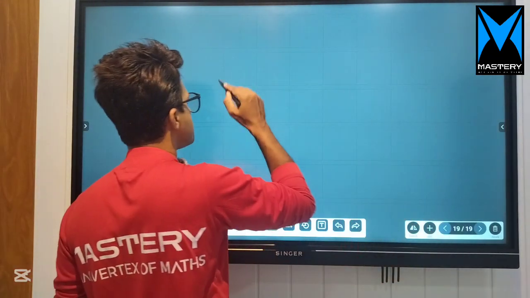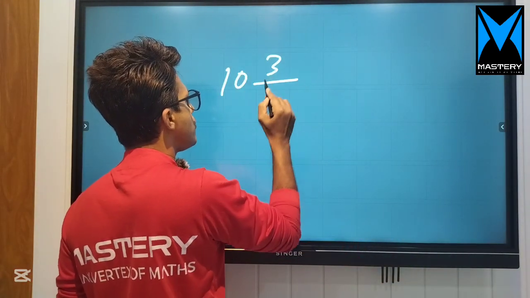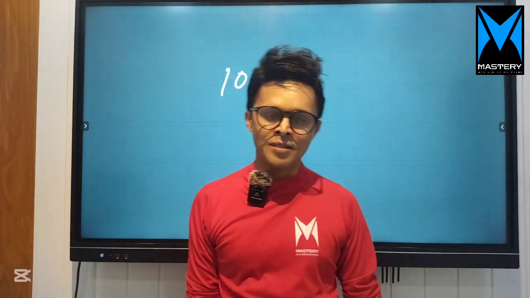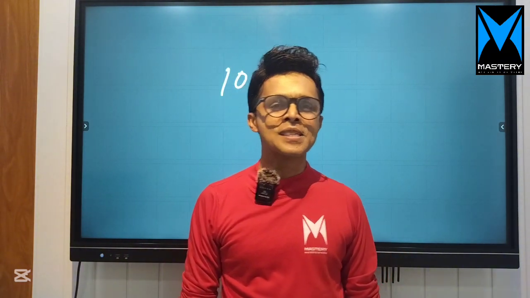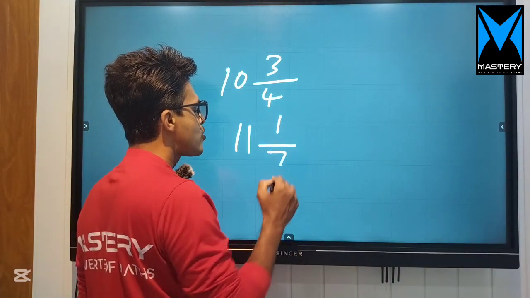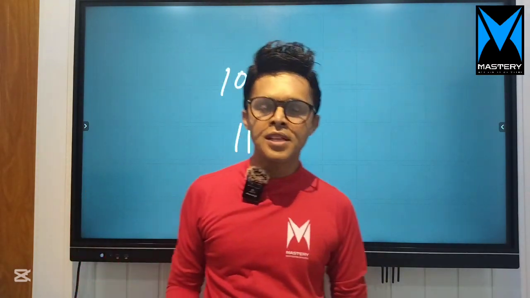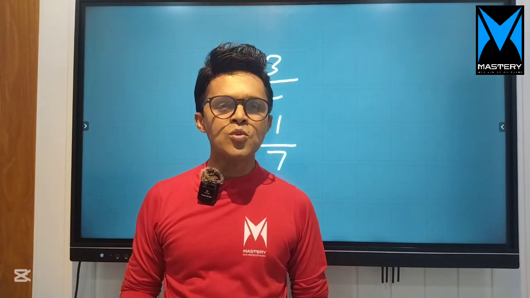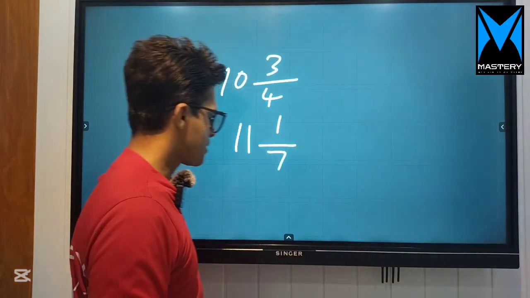So how about this one? 10, 3 over 4. This one is also a mixed number. How about this one? 11, 1 over 7. Mixed number. These are mixed numbers. Okay, so we could compare these numbers.